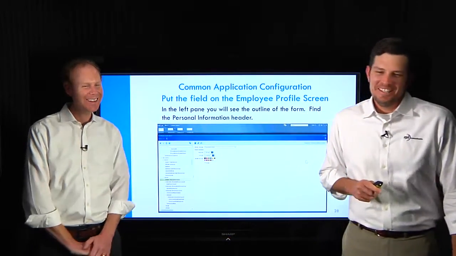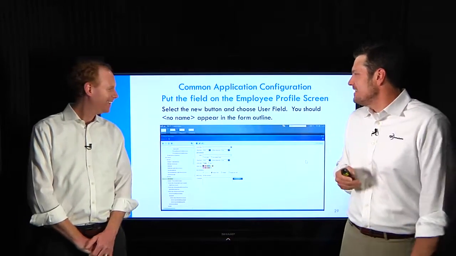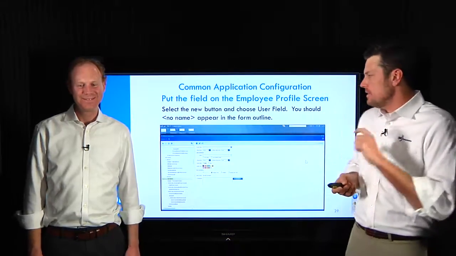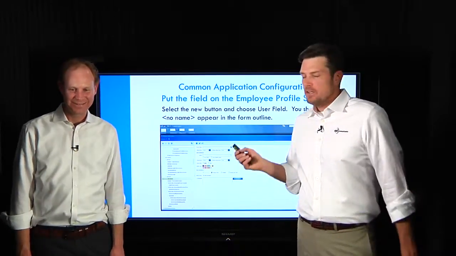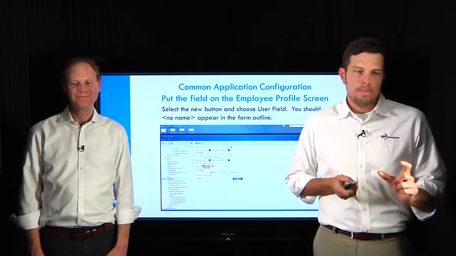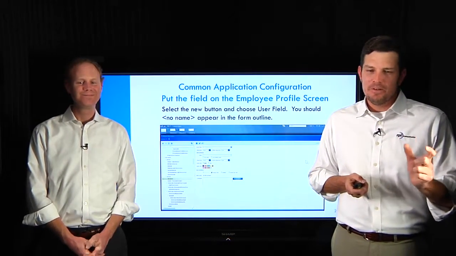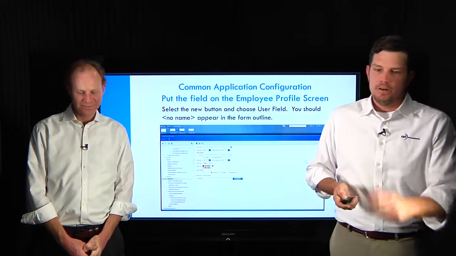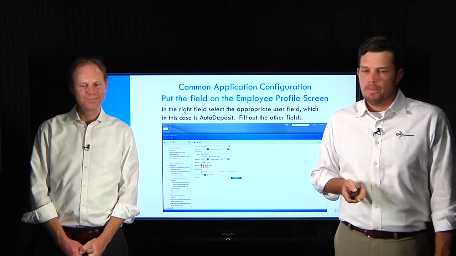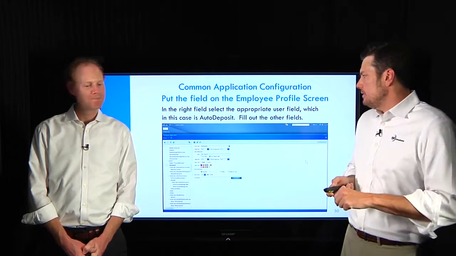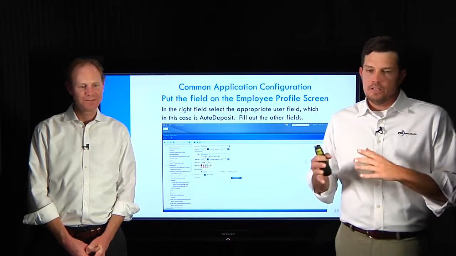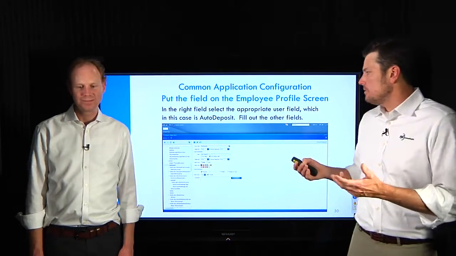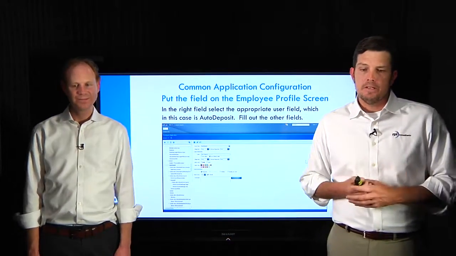We're going to select the new button and choose user field. And then a placeholder for where the user field is will appear on the left-hand side under no name. So it'll appear where you put it in the outline. In the right pane, you're going to see a selection for the appropriate user field, which is what we named this one, auto deposit.